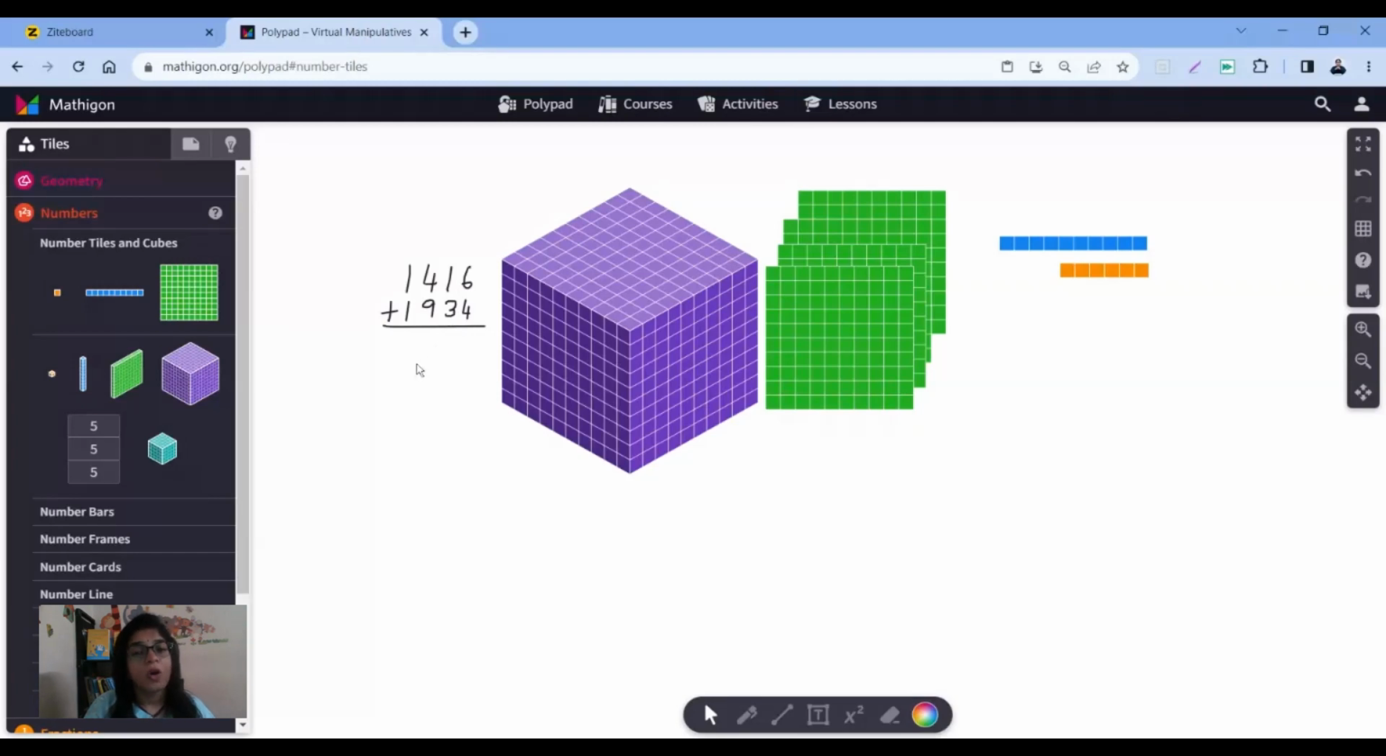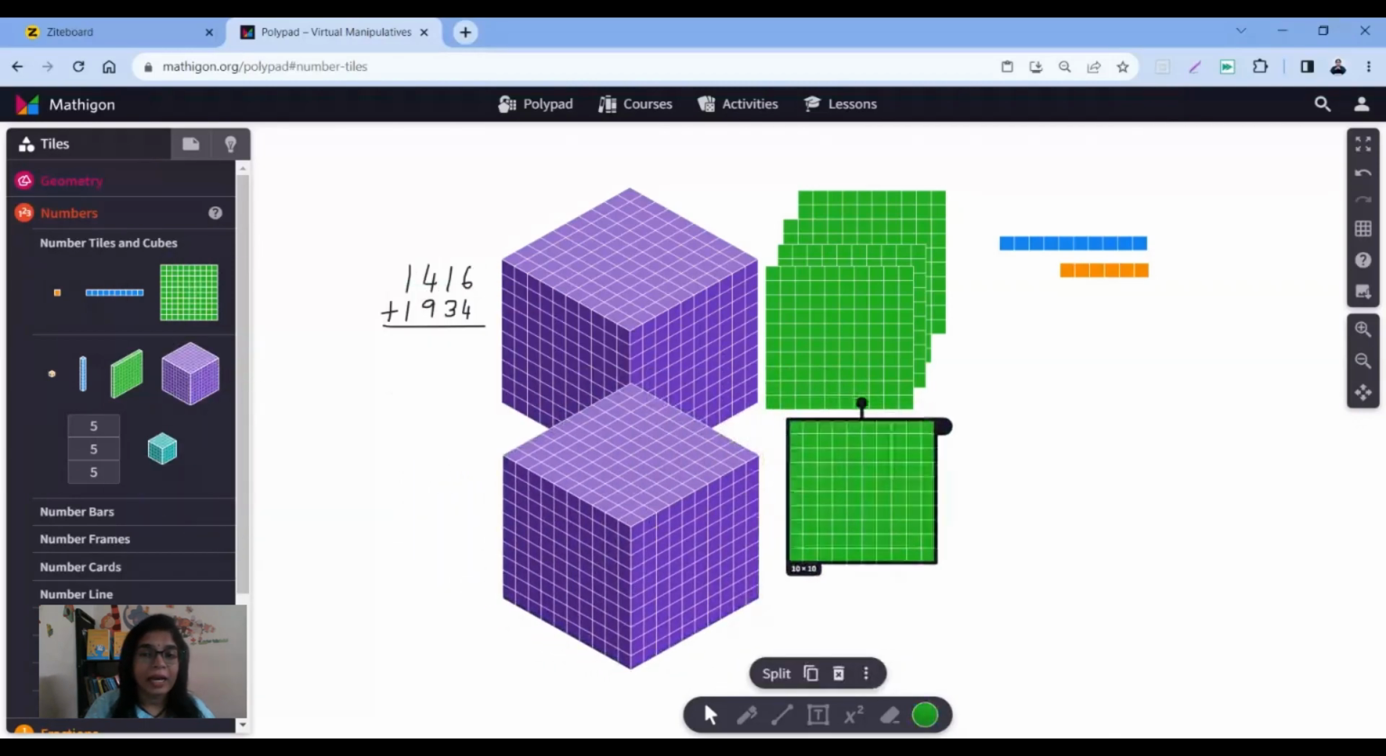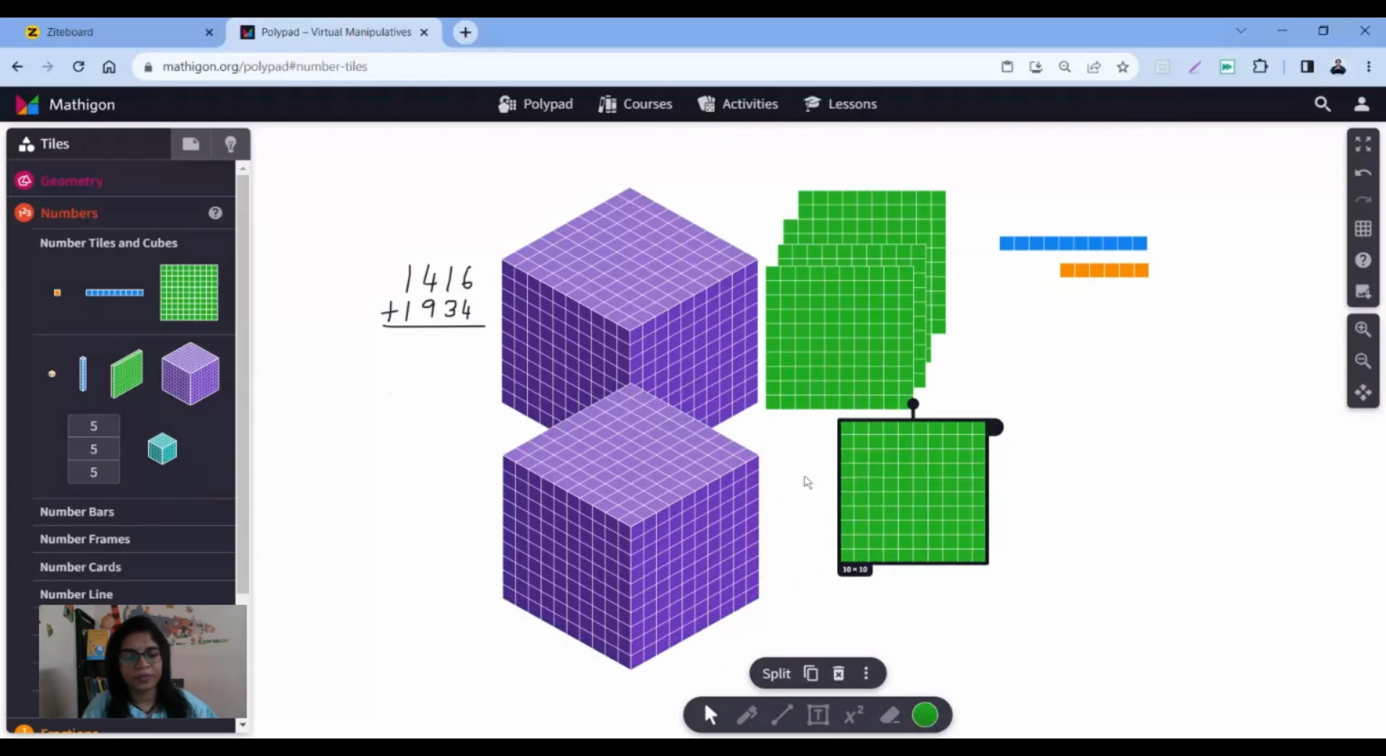It's called concrete pictorial and abstract method. Very important. Okay, the next number is 1000. Okay, so this is a 1000 and 900s are there, right? 900s are there.